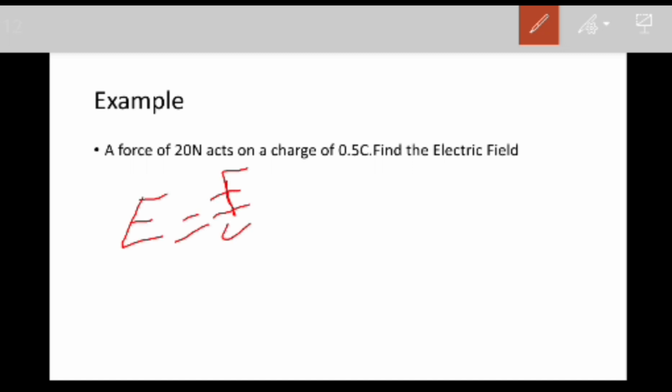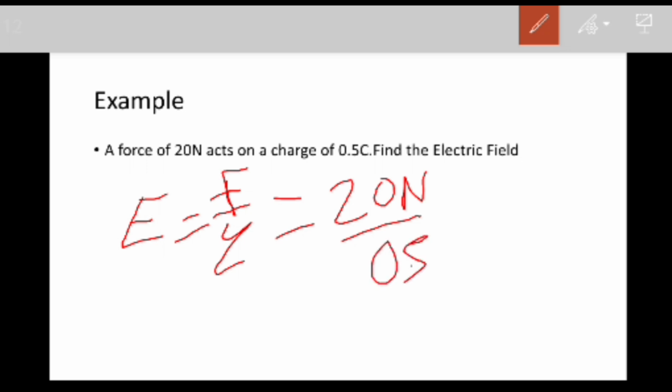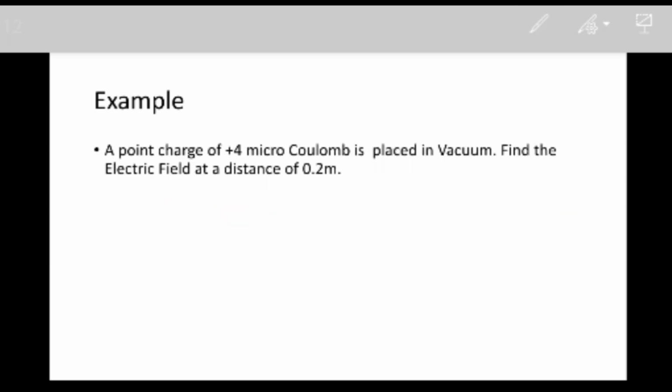What's the force? The force is 20 newtons. What's the electric charge? It's 0.5 coulomb. Now when we punch our calculator, we do 20 divided by 0.5. The answer is 40, which is N C inverse. So that's our electric field, as simple as that. Let's go ahead and try to do another example.